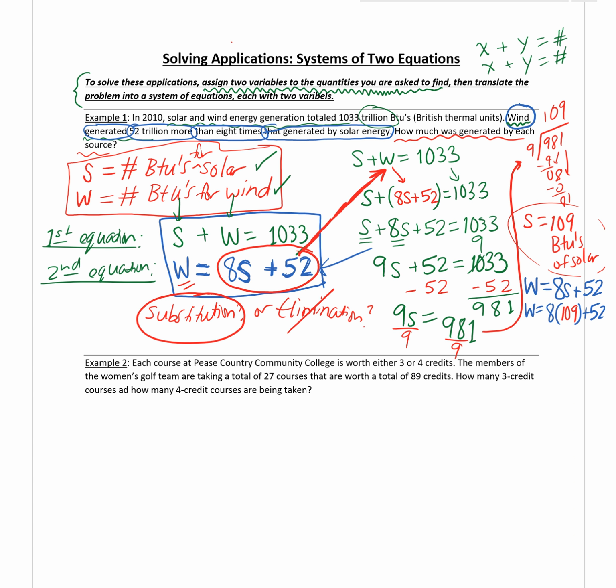109. And what's 8 times 109? 872 plus 52. So what's 872 plus 52? That's 924. So wind generated 924 BTUs of solar. Or sorry, of wind, sorry.